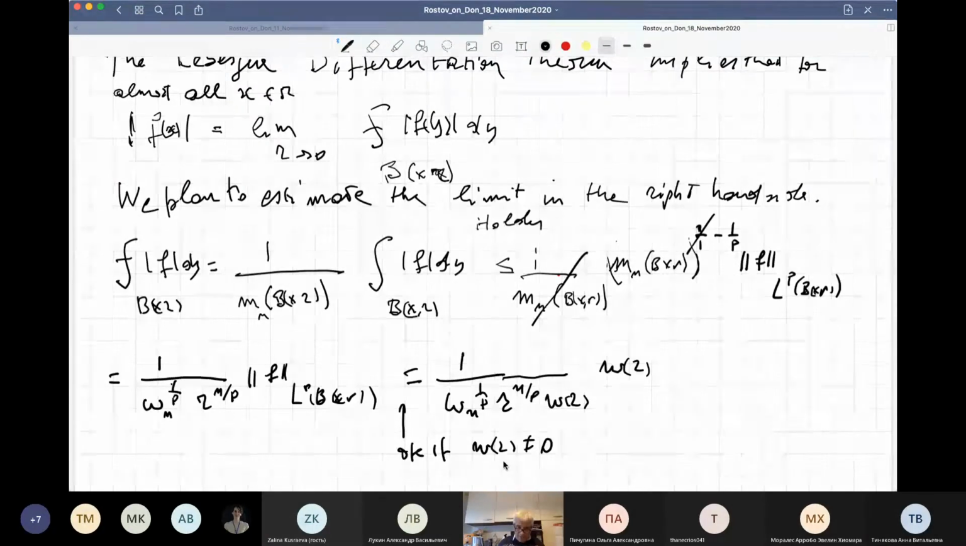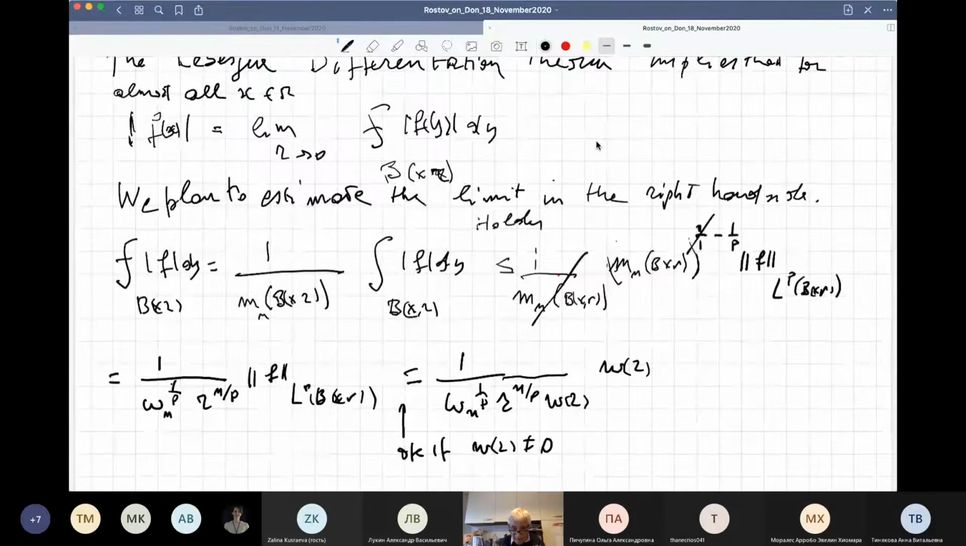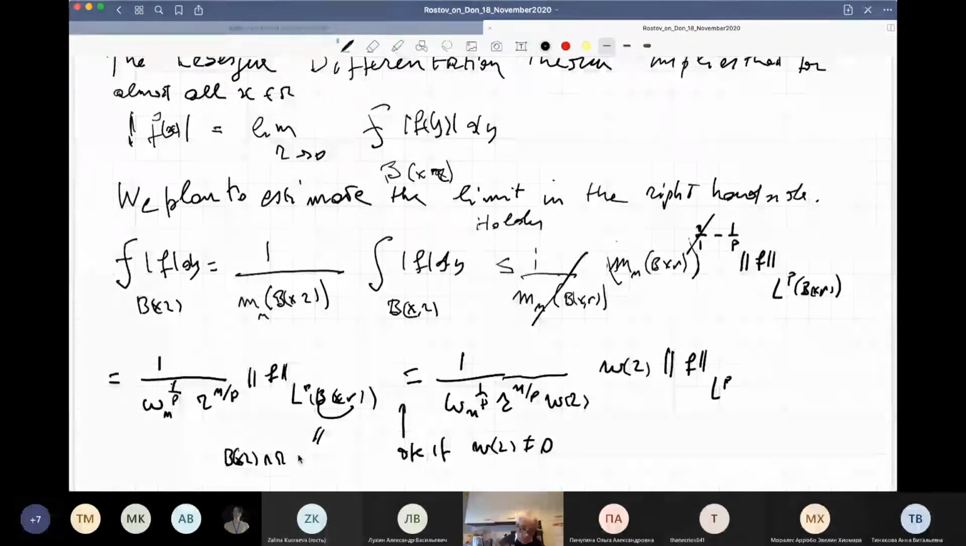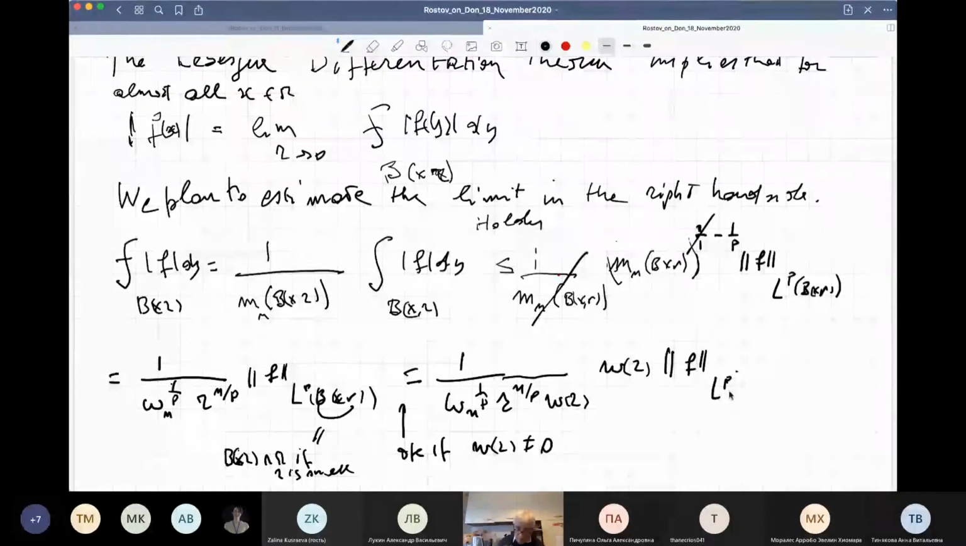Can the weight be 0? Oh, yes, it can. And in this case, of course, this inequality would not hold. But please remember that we have this lim sup is strictly positive. So the weight can be 0 here and there, but cannot be 0 everywhere. Okay, so W(r) down here, W(r) up here. So here I have f and p. Okay, now look that this is equal to B(x,r) intersection omega, if r is small. And now we will see how small. One moment.